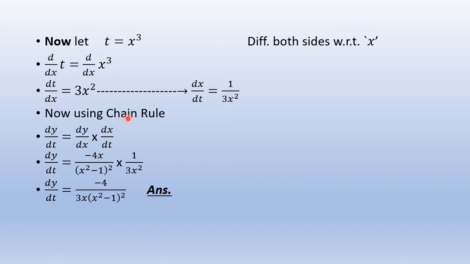Now using the chain rule we get dy by dt equals dy by dx into dx by dt. So we get dy by dt equals −4x by (x² − 1)² into 1 by 3x². You can see this x and x² got cancelled and I'm left with dy by dt equal to −4 divided by 3x (x² − 1)², and that completes the result.